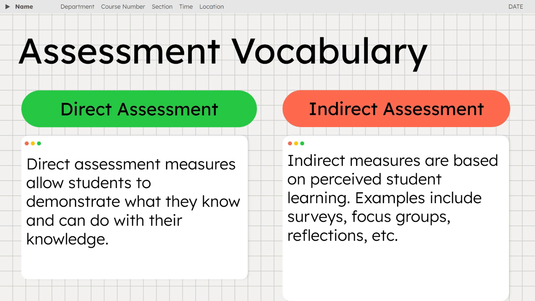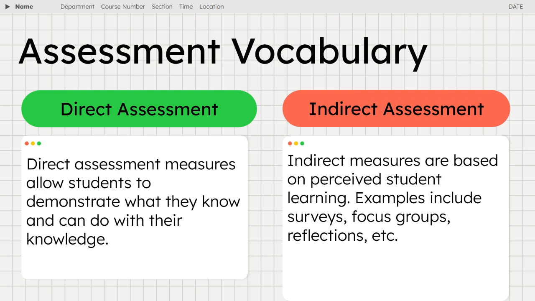A direct assessment, those measures allow students to demonstrate what they know and can do with their knowledge, whereas indirect measures are based on perceived student learning. Examples include things like surveys, focus groups, reflections, etc. So if we are comparing something like, let's say, a focus group with an oral presentation.